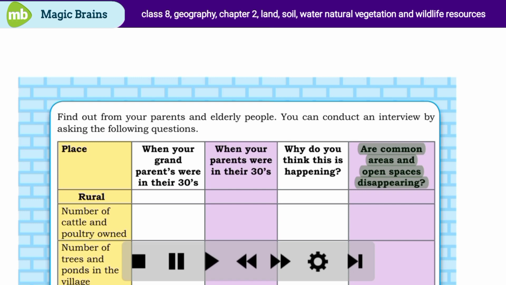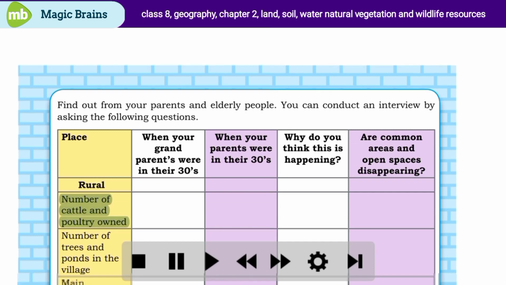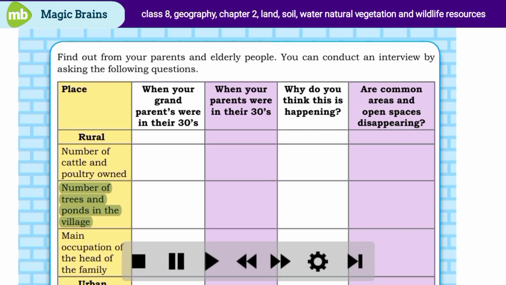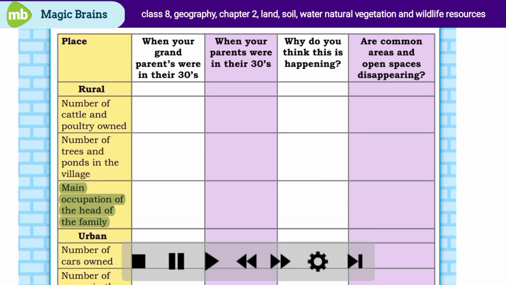This table is divided in 2 parts. First part, rural, and other part is urban. First column has 3 questions for rural areas. Question 1. Number of cattle and poultry owned. Number 2. Number of trees and ponds in the village. Number 3. Main occupation of the head of the family.